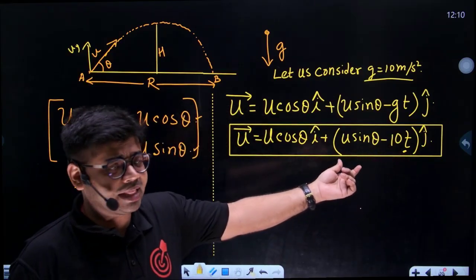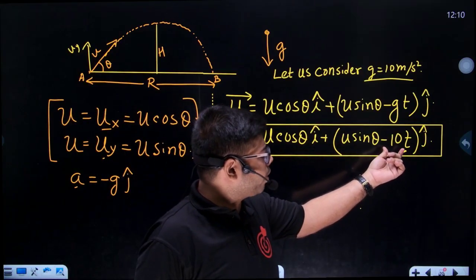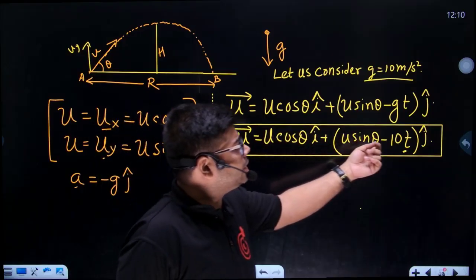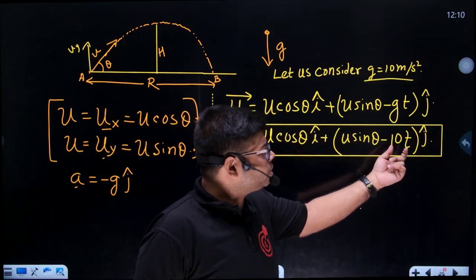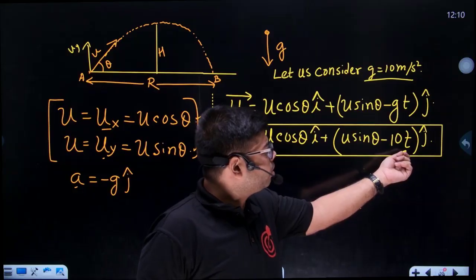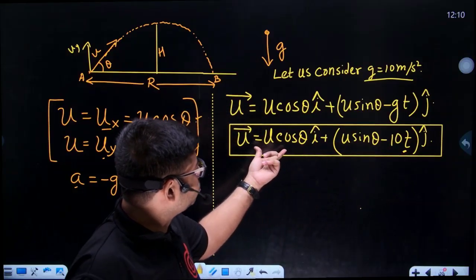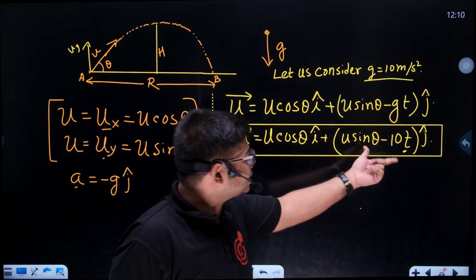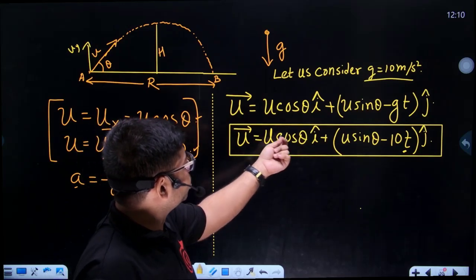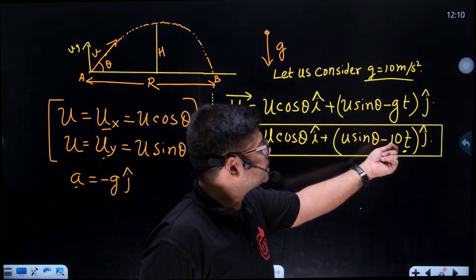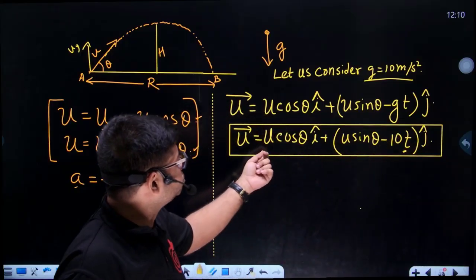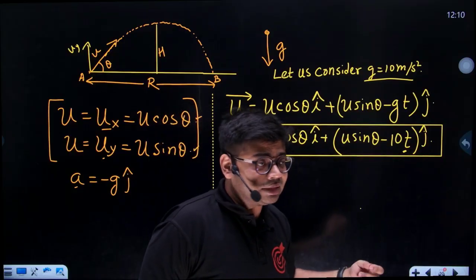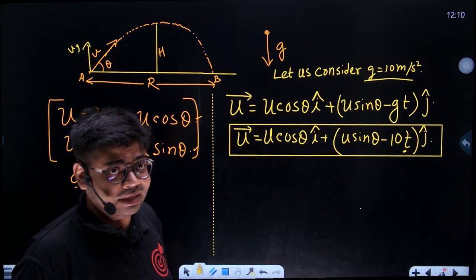Say for example, if I say what is going to be my total velocity at a time t is equal to 0. At t is equal to 0, you will put t is equal to 0 here, and you will see that my total velocity will become u cos theta i cap plus u sin theta j cap. At t is equal to 1, it is u cos theta i cap plus (u sin theta minus 10) j cap. At t is equal to 2, it is u cos theta i cap plus (u sin theta minus 20) j cap, right? Like that it is heading.